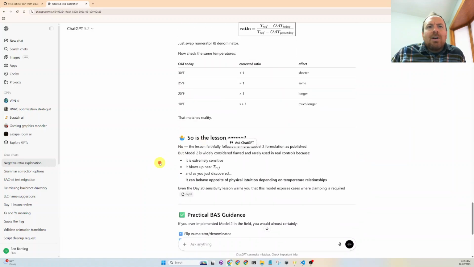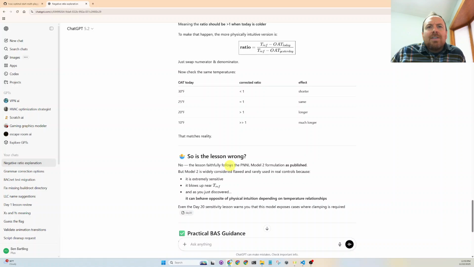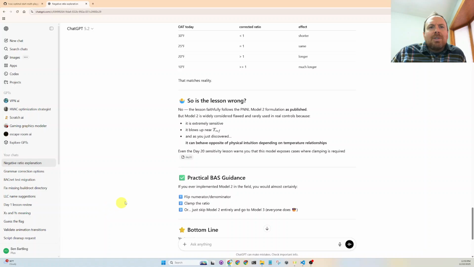Is the lesson wrong? The lesson faithfully follows the PNNL Model 2 as published. It is extremely sensitive, it blows up, yes. Even the day 20 sensitivity warrants you, the model exposes the practical BAS. If you ever implemented Model 2 in the field, you would certainly flip the numerator and denominator and clamp the ratio.